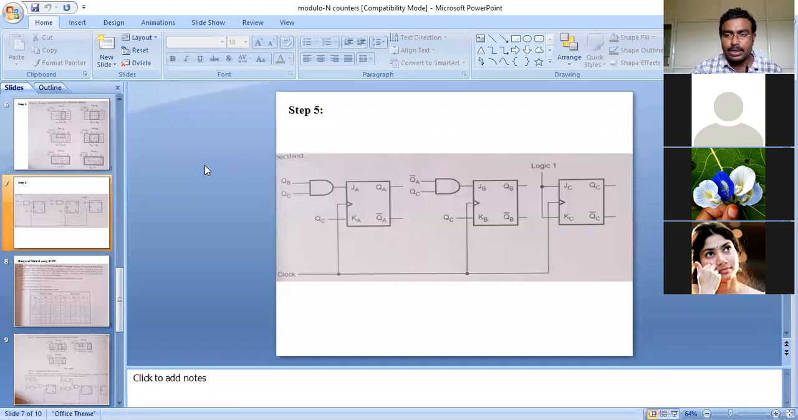Students, any doubt in the design part? Tell me, I will explain it once again. If no doubts, tell me, I will go for the next part.